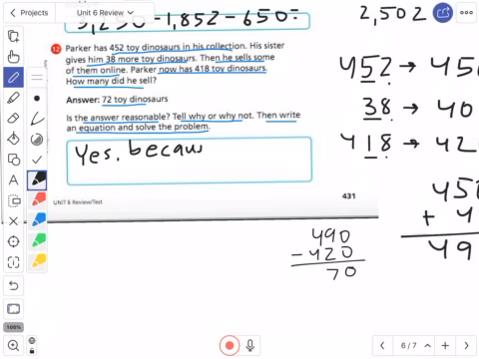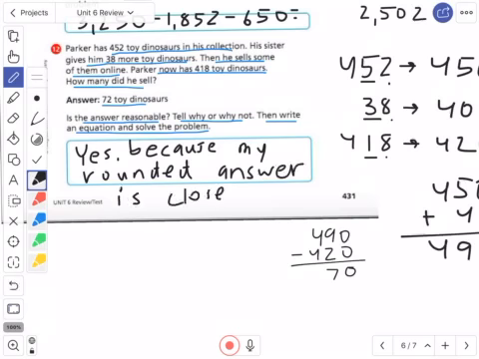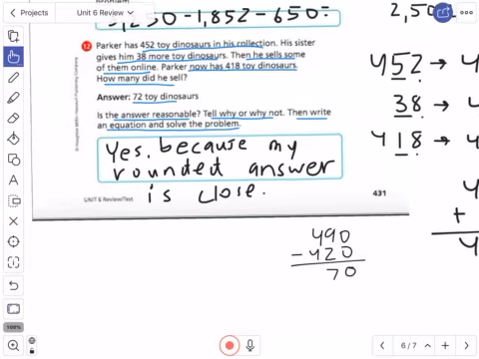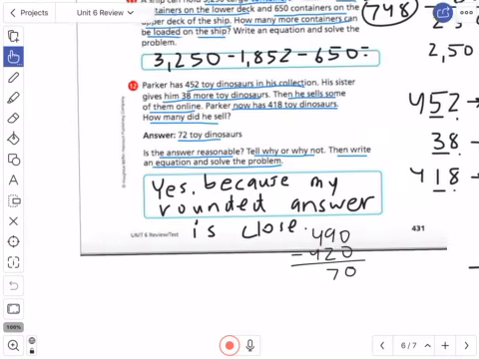Because my rounded answer is close. Now I'm going to double check here though by doing this the real way.